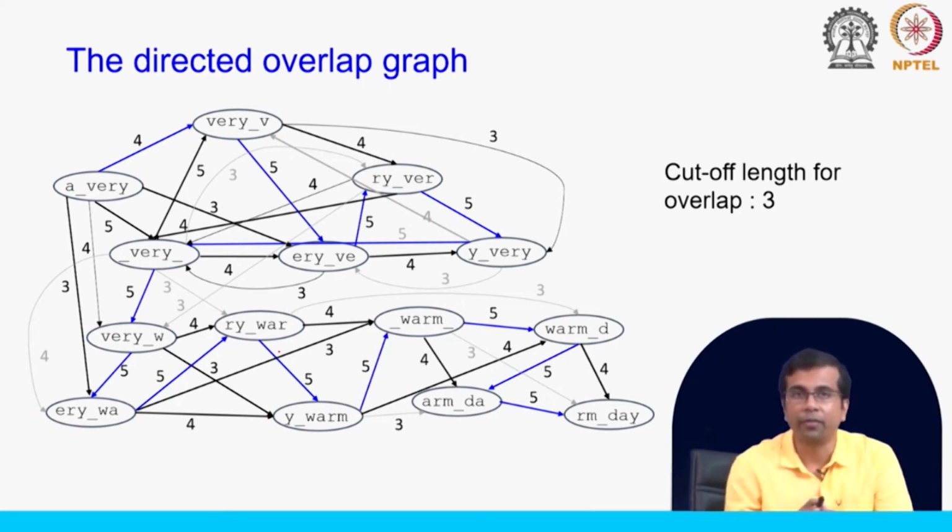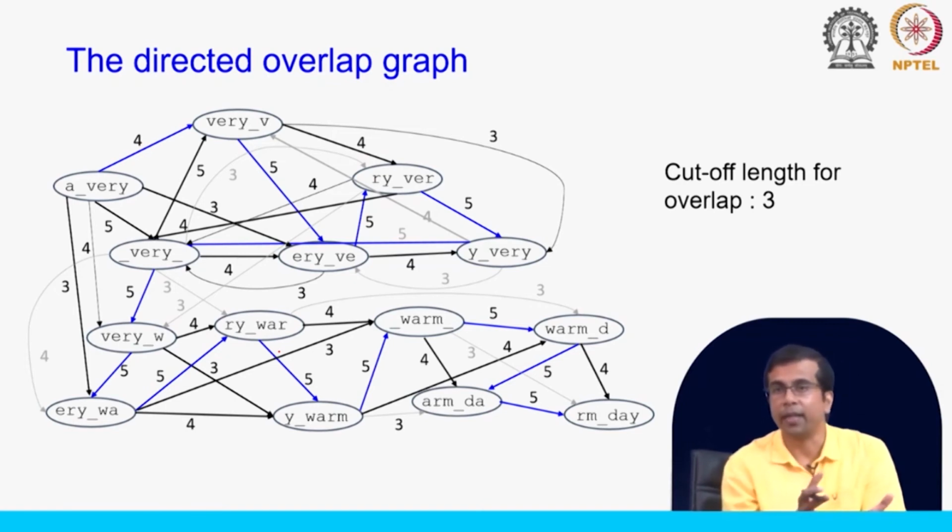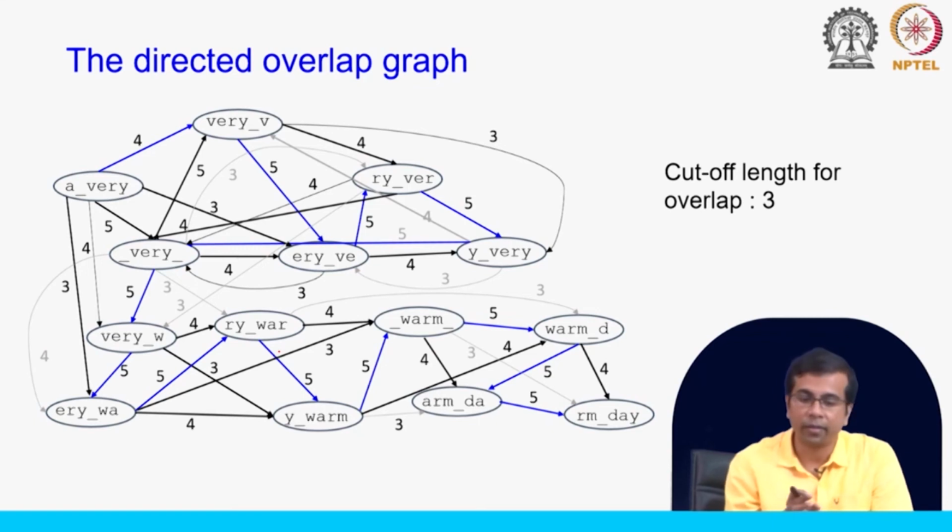As you traverse along this path, you will get an outcome, or the reference string, which will give you a very warm day, again with one very missing. So, it is kind of equivalent to what we have just seen. It is finding the path with the maximum weight, or the maximum total score, and then traversing these edges exactly once.